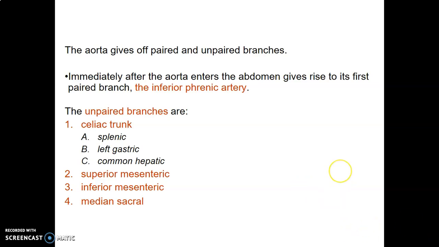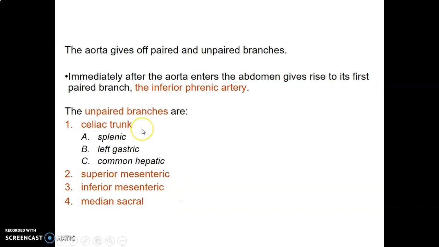So that's the first paired branch of the aorta, the inferior phrenic. What are the unpaired branches of the aorta? You have the celiac trunk. Celiac trunk gives splenic artery to the spleen, left gastric to the esophagus and the stomach, and common hepatic artery. Then there is superior mesenteric to the mid-gut derivative, inferior mesenteric to the hind-gut derivative.